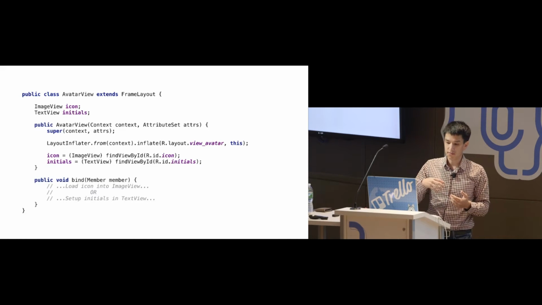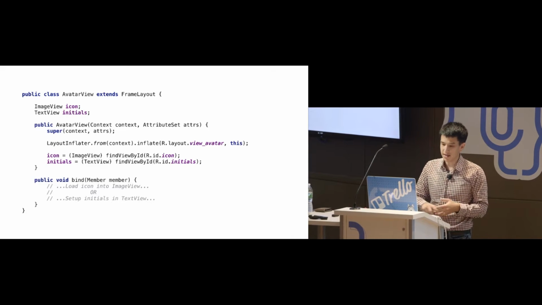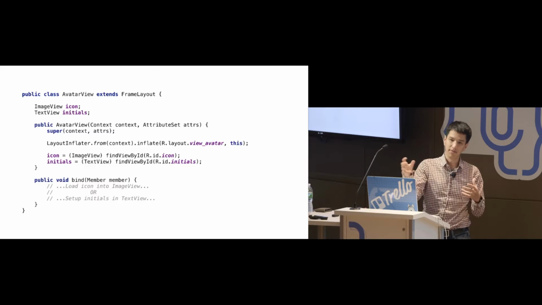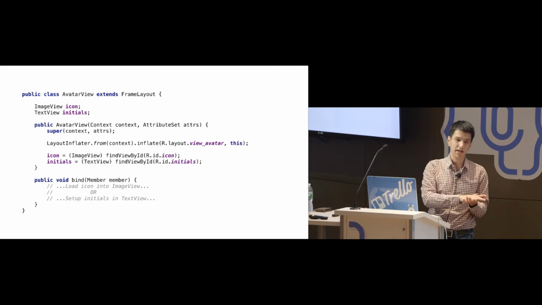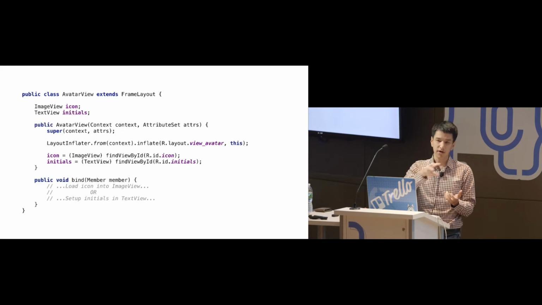And then I also find views by ID or use data binding or whatever in order to get all that data. And then I have some bind method that can figure out the logic of whether I should be loading an image in or the initials in. And then this makes it really easy anywhere in the app to include this one view and just start using it.